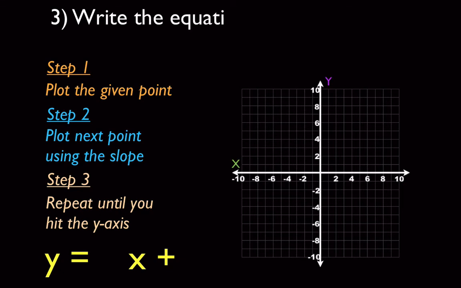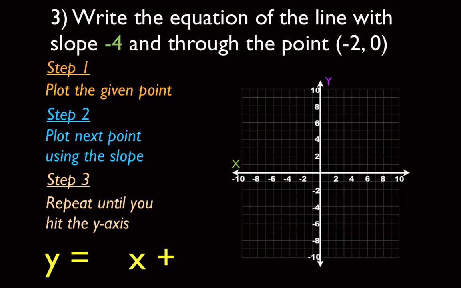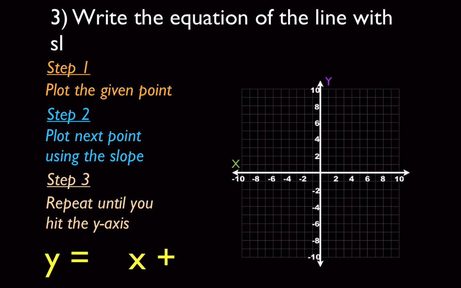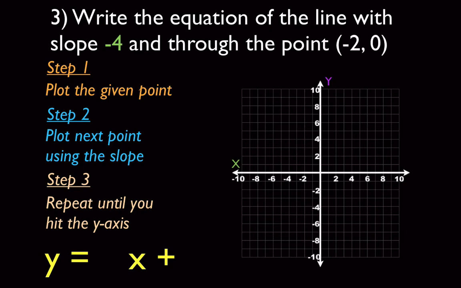Alright, number 3. This time the slope is negative 4 through the point negative 2 comma 0. So take your time, pause the video, make sure you get it right, hit play when you're ready. Okay, so we're going to go ahead and start with the problem. Write the equation of the line with slope negative 4 through the point negative 2 comma 0. Make sure you write this in the correct spot with the number 3, and go ahead and pause the video while you do the problem.